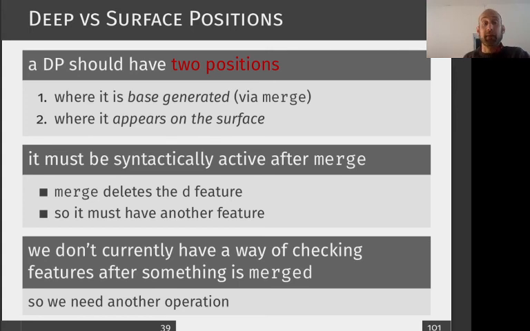In order for that to happen, it has to be syntactically activated after being merged, right? But merge deletes the D feature, right? But then it has to have another one. We don't have a way of checking features after something is merged, right? So we need a new operation.